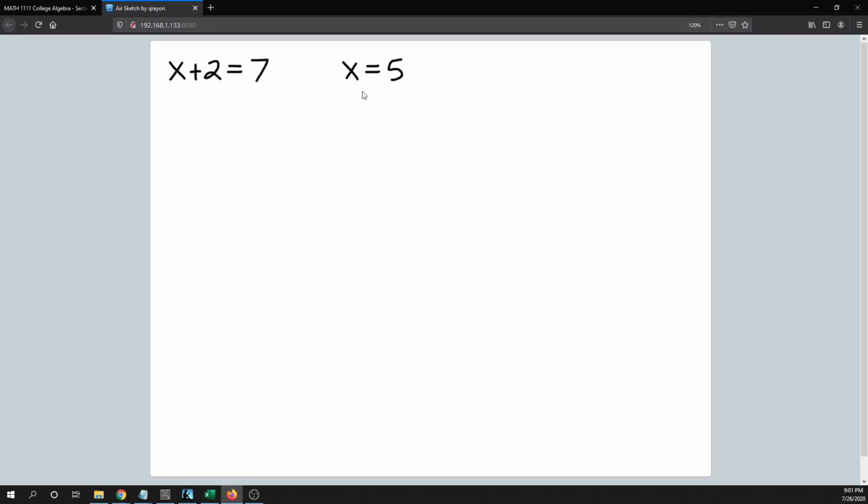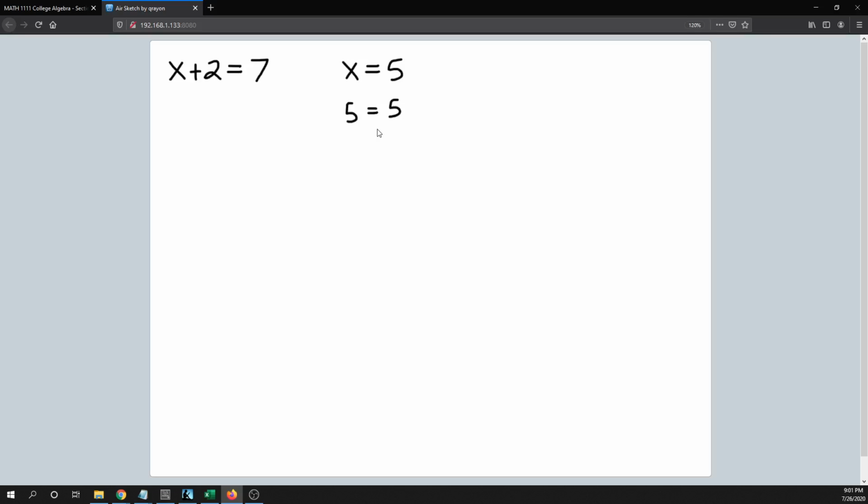We know that the only way you are going to get a true statement is if you plug in a 5 for x. If I plug in any other number besides 5 in here, I am going to get a false statement. So 5 is the only solution.